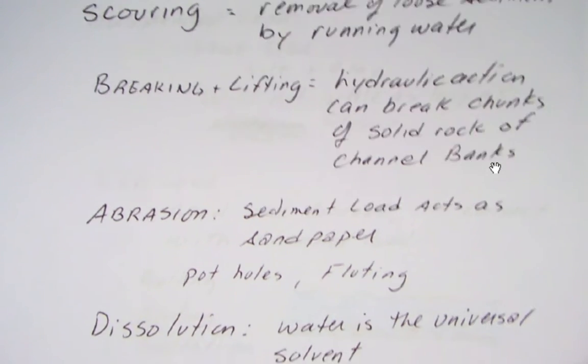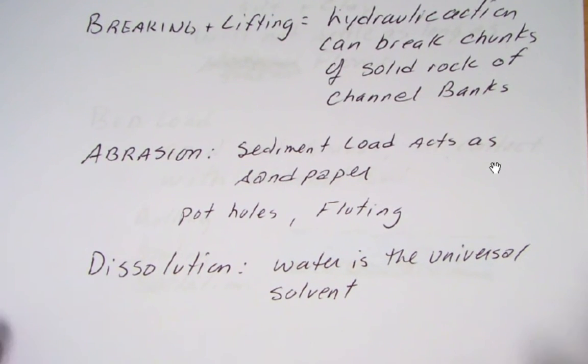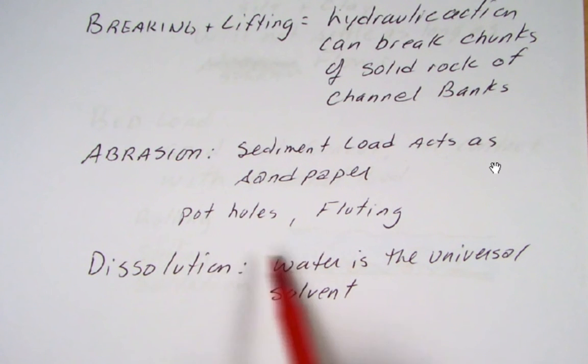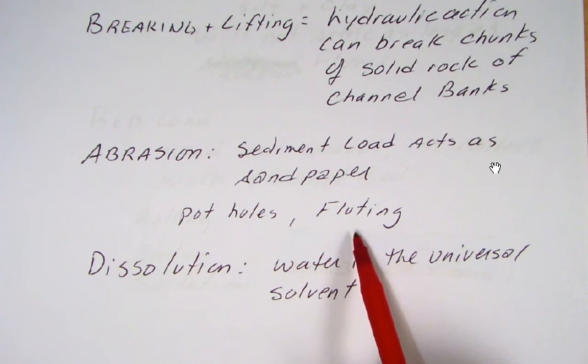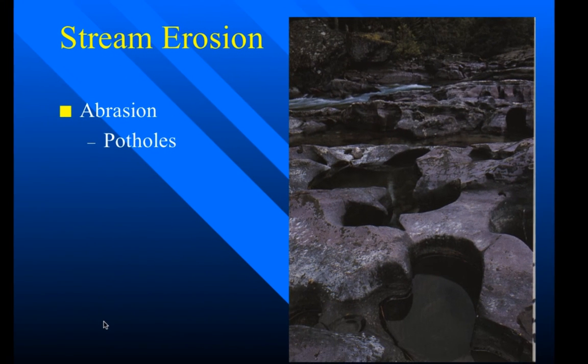We could also see abrasion. Remember, the sediment is carrying load, and the load could be silt or sand, and that could act as sandpaper that will abrade and weather some of the stream beds and stream banks. And so we get this process of making potholes or flute marks, or fluting, which can occur as well. So here are some potholes.